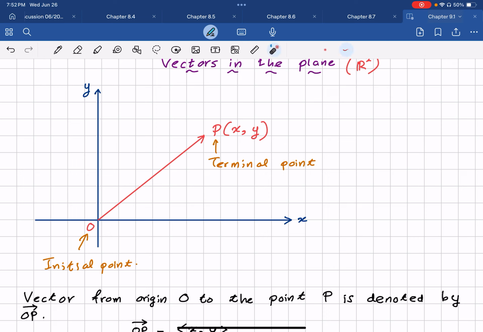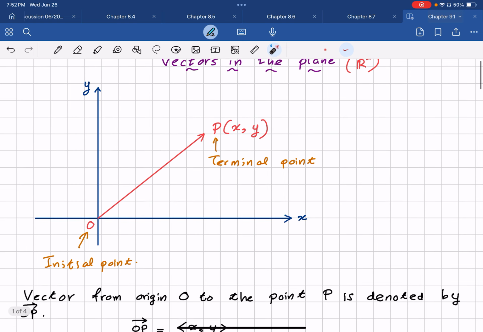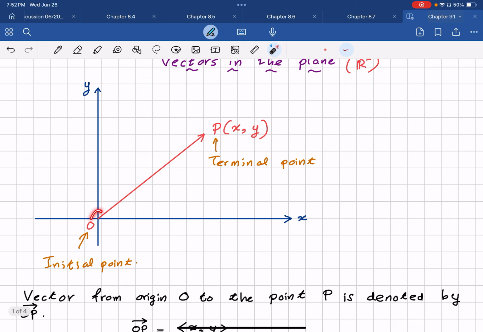So in the xy plane, here I have the origin and I pick some arbitrary point P (x, y). So this is a vector that is directed from the origin to point P. This is my initial point and this is going to be my terminal point. Then we denote the vector from O to P by OP. The vector is directed from O to P, so therefore we put an arrow like this.